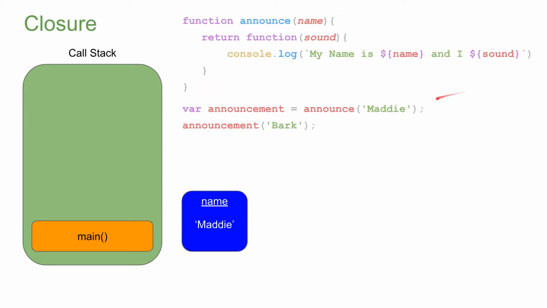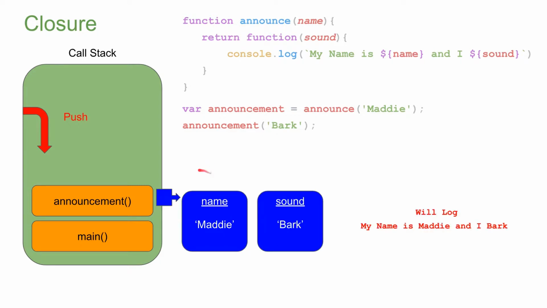Remember when I said earlier, when the function finishes executing, its local memory is deleted, except for the returned value. The returned value is an anonymous function. So, announcement is called. We still have access to this name Maddie because of closure. Think about it, it's just a little magic bag that keeps that data preserved.